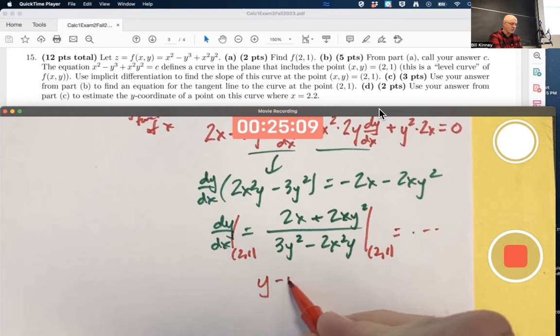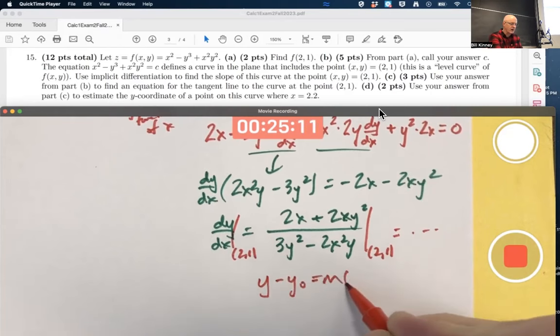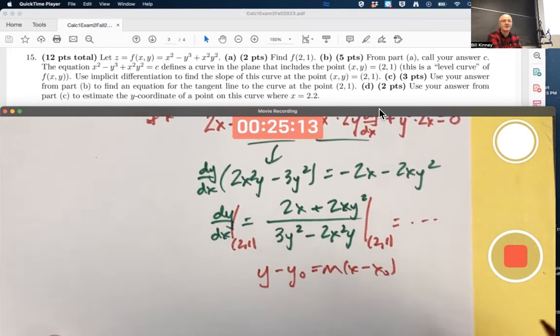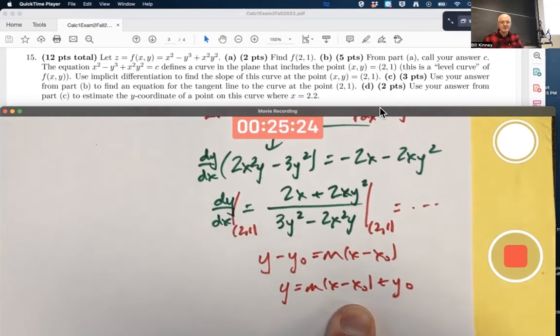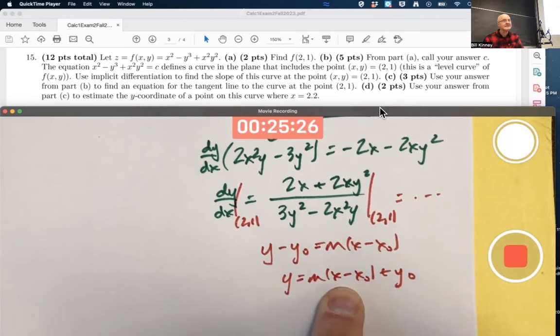Plug into your slope-point form for the equation of a line to find the equation of the tangent line. Solve for y. And then plug in the last part, x equals 2.2, into that. By the way, x sub 0 will be 2, so it's easiest not to simplify this. Because when you plug in x equals 2.2 here and x sub 0 equals 2 here, you get 2.2 minus 2, something very simple to calculate, 0.2 times the slope, and then plus y sub 0, which is 1.